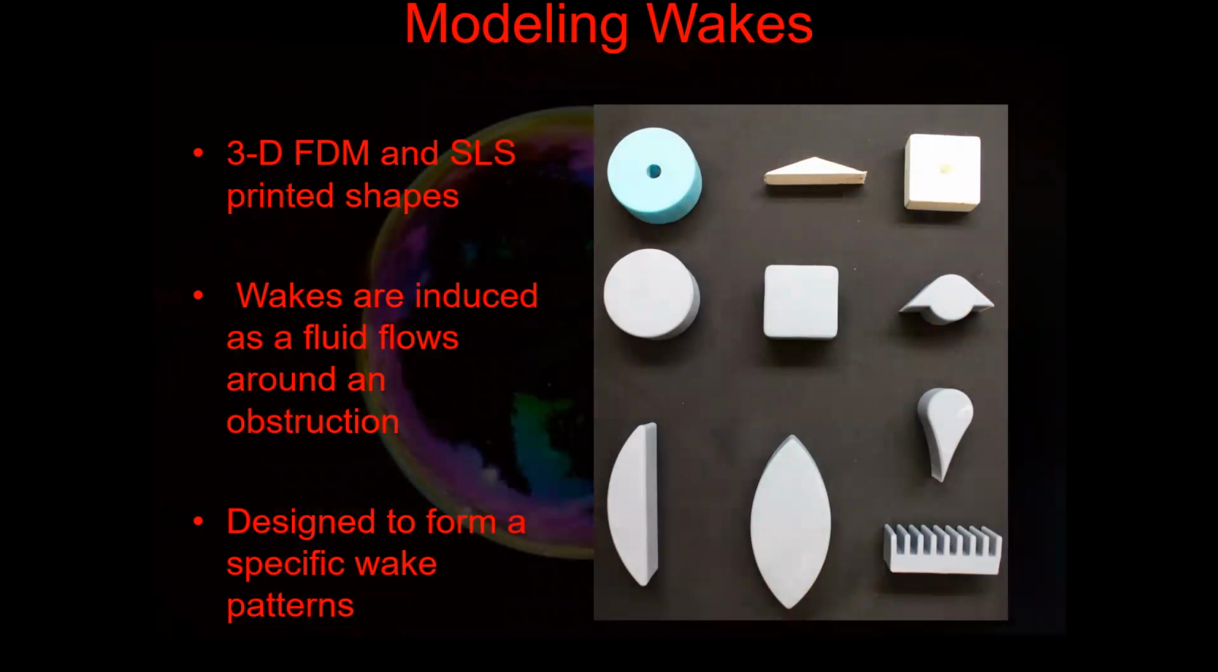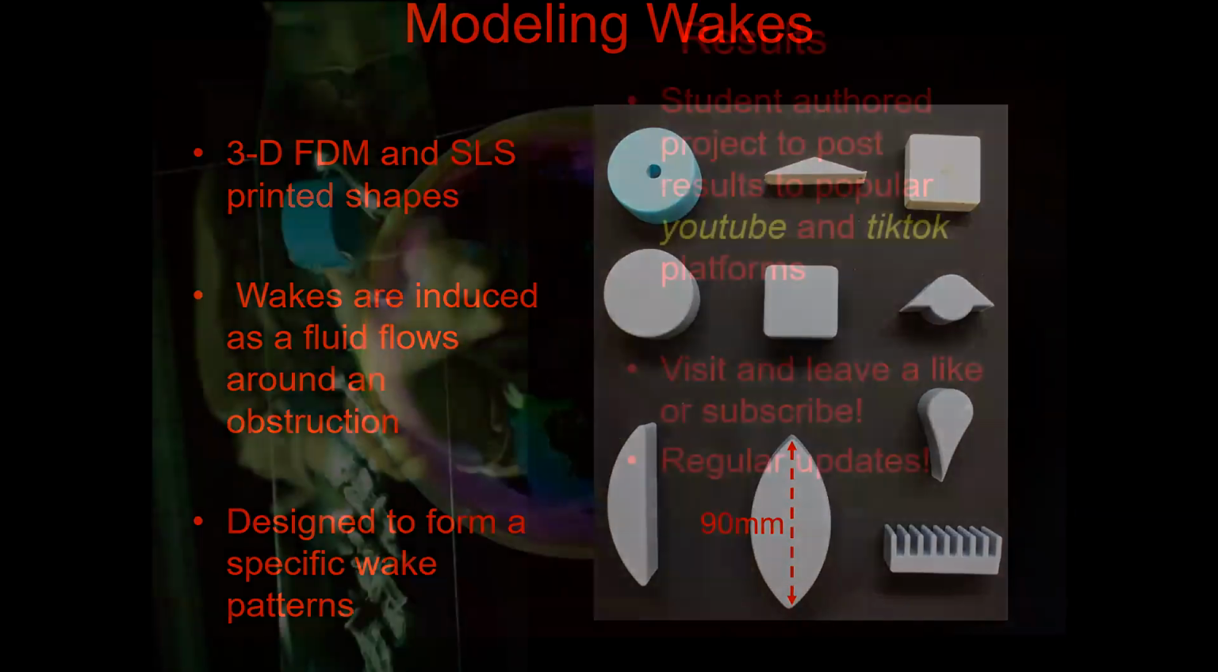In terms of obstructions, we have 3D, FDM, and SLS printed shapes. We have an excellent 3D printing facility here at Gannon and students who know how to operate it. Our wakes are induced as the fluid flows around the obstruction, and we can design these obstructions to give us specific wake patterns. For reference, the ellipse at the bottom of the screen there is about 90 millimeters across.